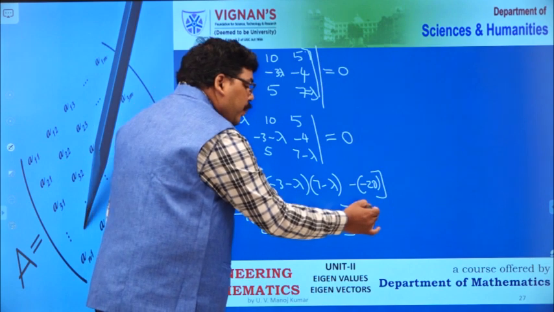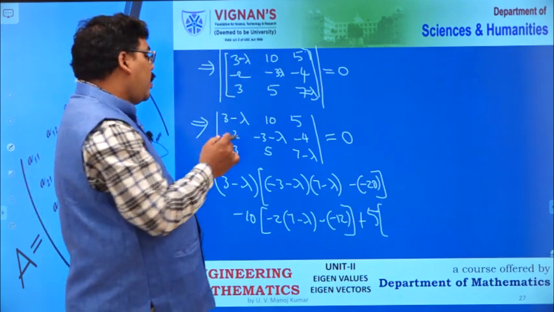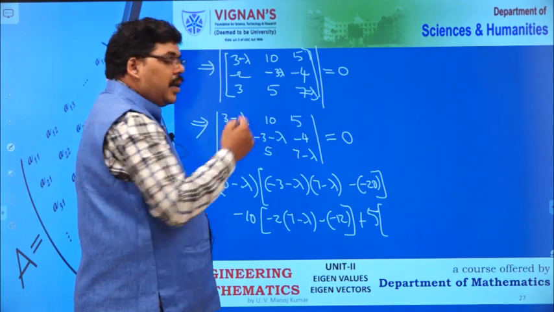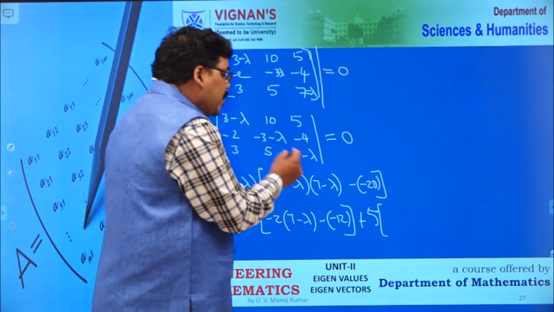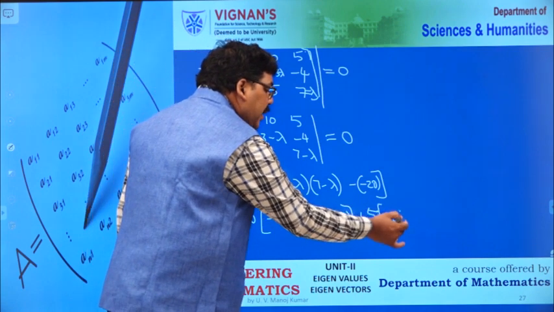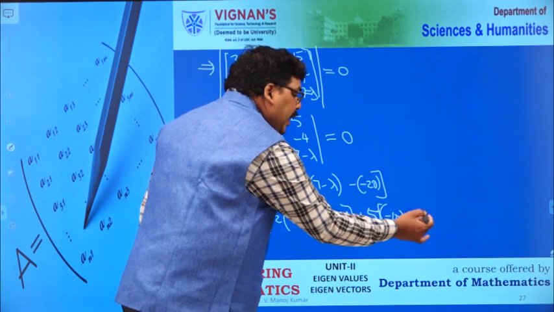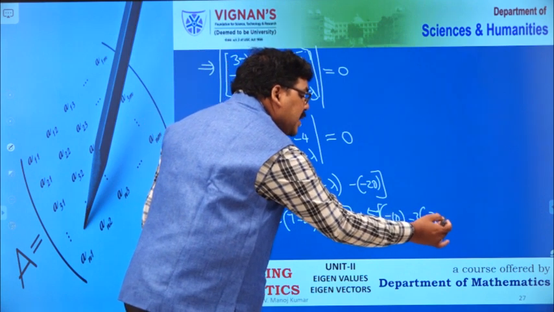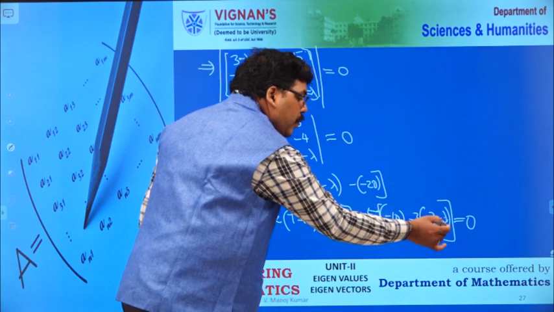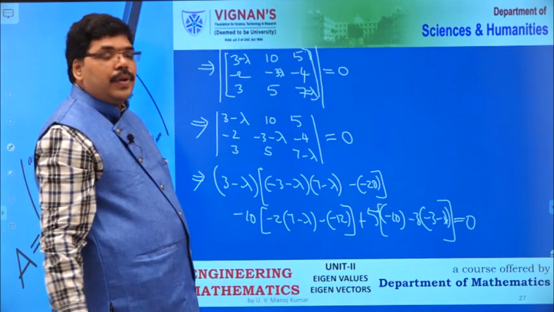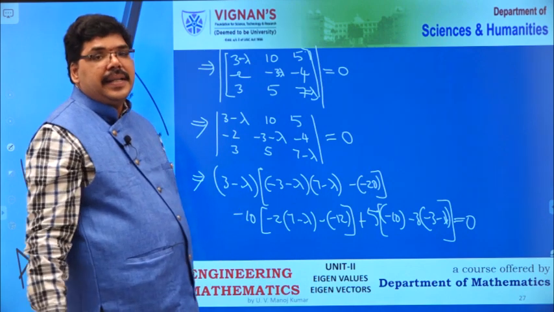5 into, remove the first row and third column. Remaining submatrix determinant is minus 2 into 5 minus 10, minus 3 into minus 3 minus lambda, equals 0. So this is the expansion of the determinant.